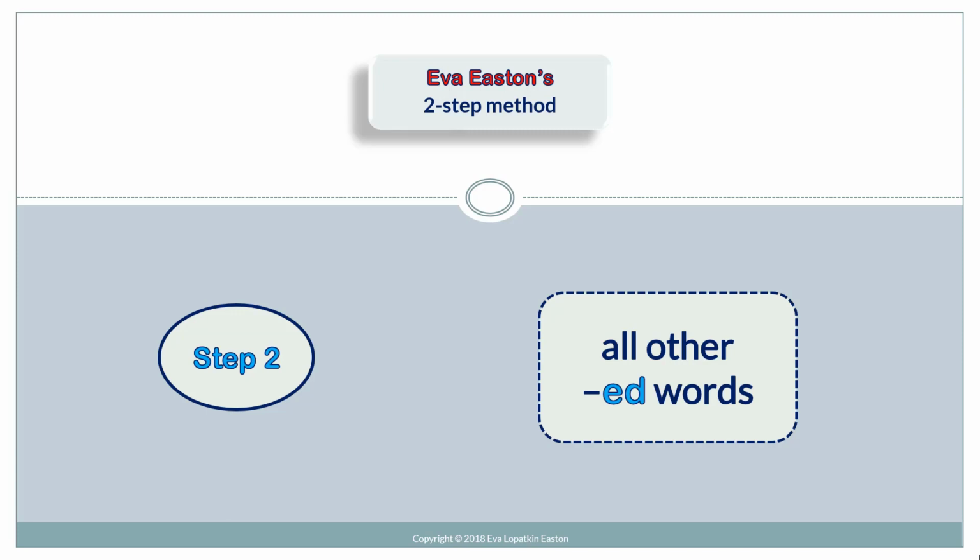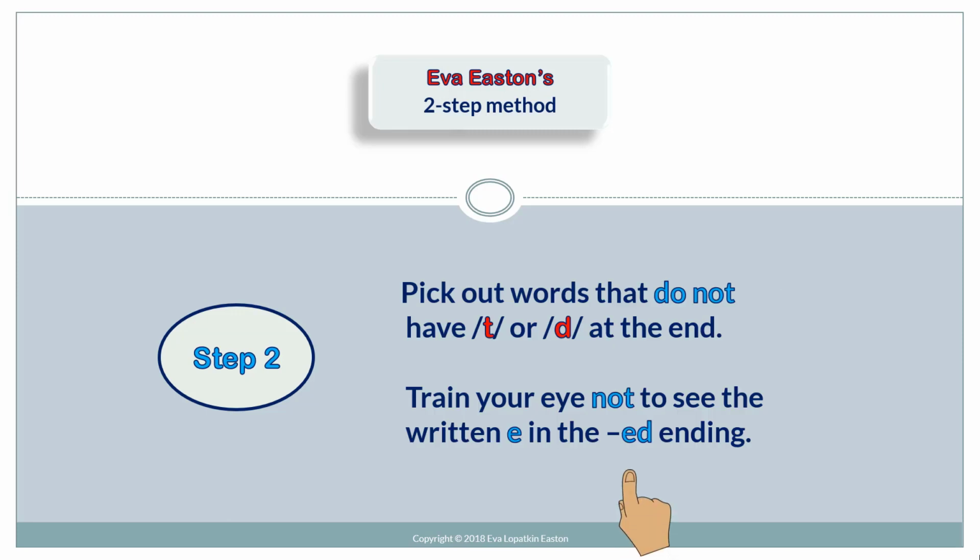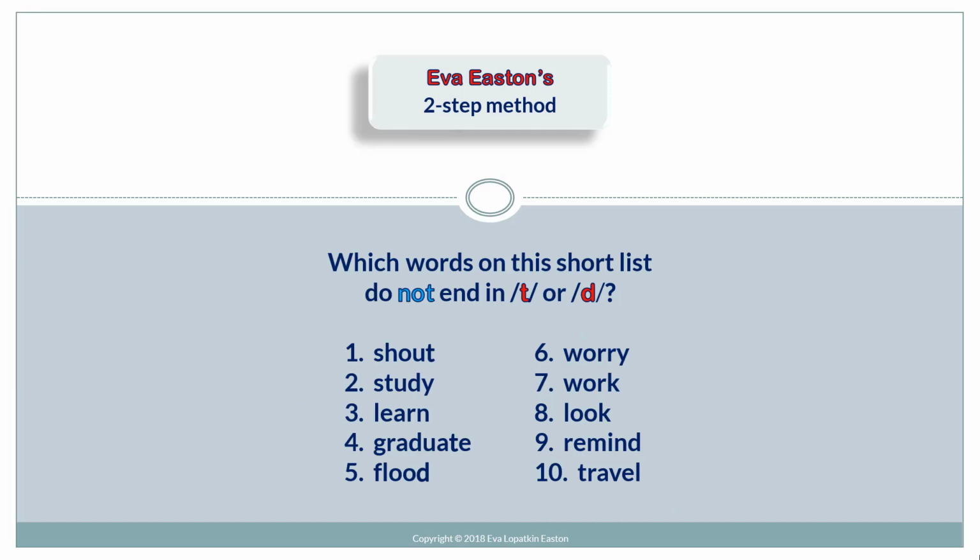Step 2, then, is all other ed words. In step 2, you pick out words that do not have t or d at the end. Train your eye not to see the written e in the ed ending. Which words on this short list do not end in t or d? There are six words that do not end in t or d. Study, learn, worry, work, look, travel.